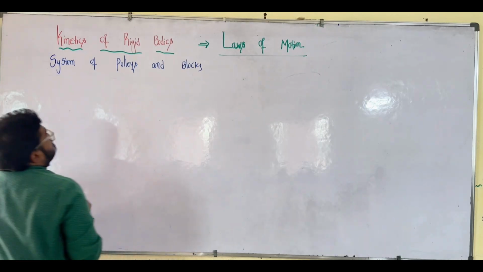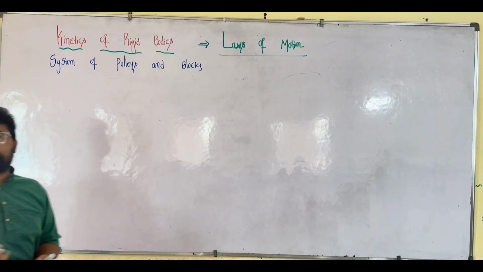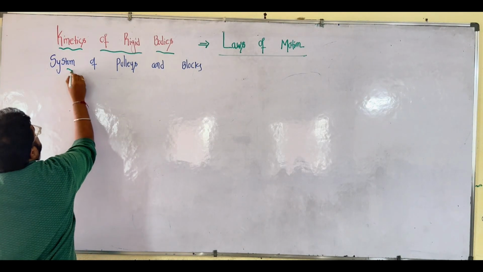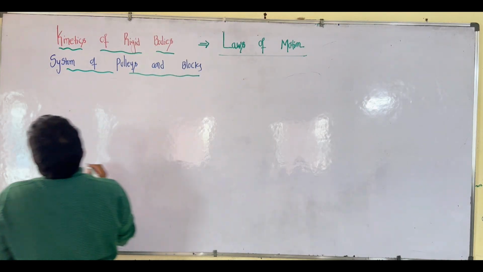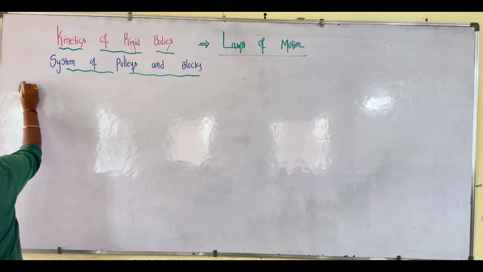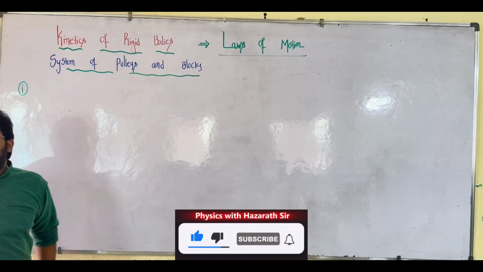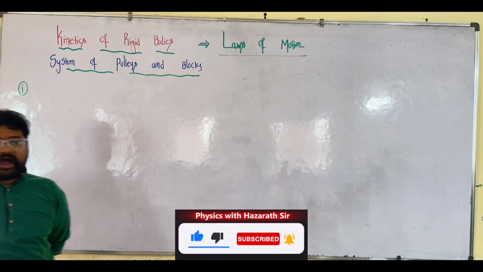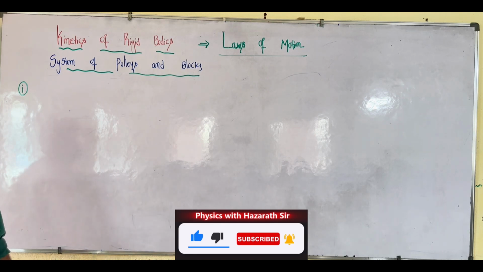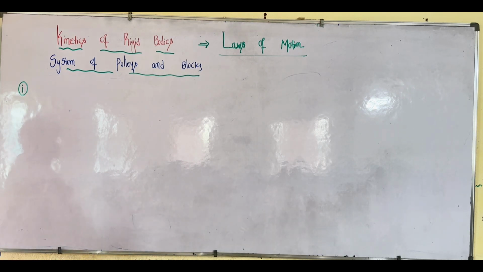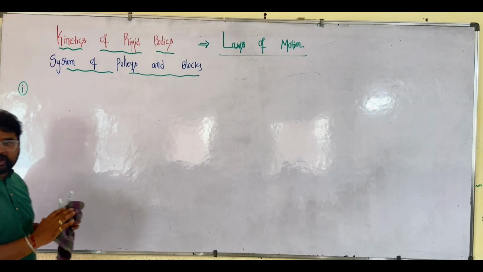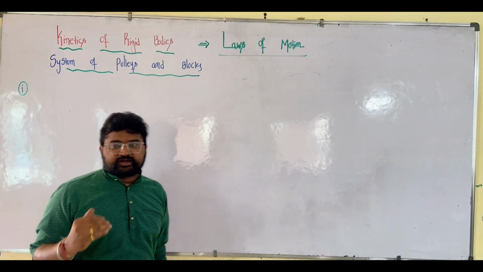Okay, now here total around 25 cases we need to cover. First, case 1. Determine acceleration and tension in the string. In all problems we need to calculate the acceleration of the block and the corresponding tension in the string. Here we will first tell the normal method, then we will tell the short trick.